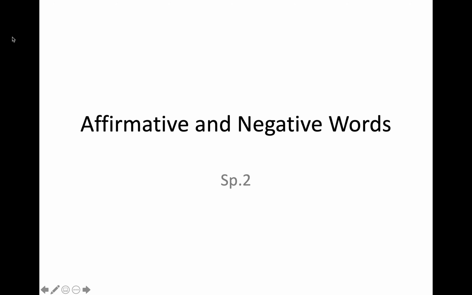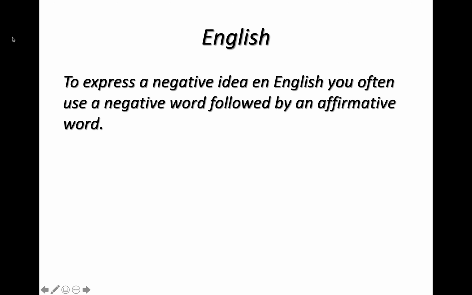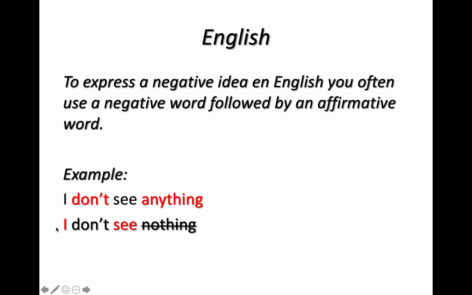So affirmative negative words. In English, when you want to express a negative idea, you have to use a negative word followed by an affirmative word, right? Por ejemplo, I don't see anything. Don't is negative and, oh, I'm sorry, in anything, it's affirmative. It's wrong to have two negative words in English. I don't see nothing. This is wrong to talk like that in English.